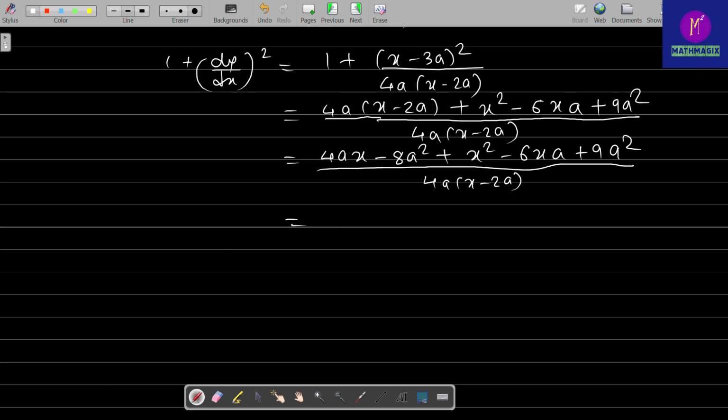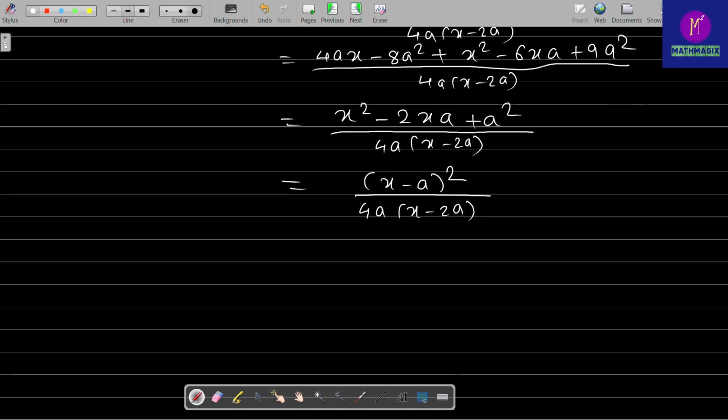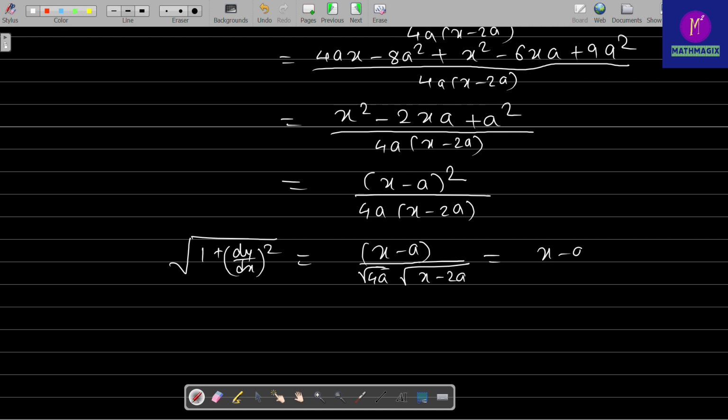So this will give us the answer as (x² − 2xa + a²) divided by 4a(x − 2a). Clearly this x² − 2xa + a² is (x − a)². You can see that (x − a)² is nothing but x² − 2xa + a², divided by 4a(x − 2a). In the formula, we require the square root of 1 + (dy/dx)². So this is equal to the square root of (x − a)², which is simply (x − a), over the square root of 4a times the square root of (x − 2a). So this is nothing but (x − a) upon 2√a · √(x − 2a).